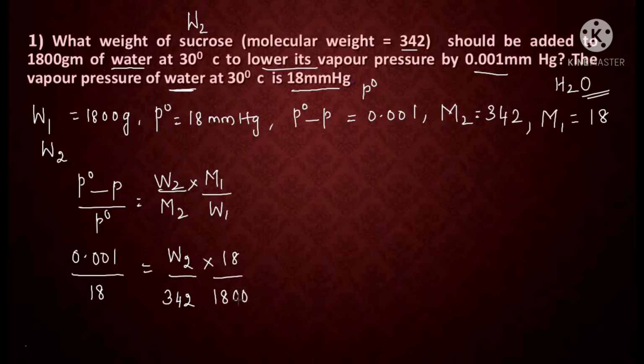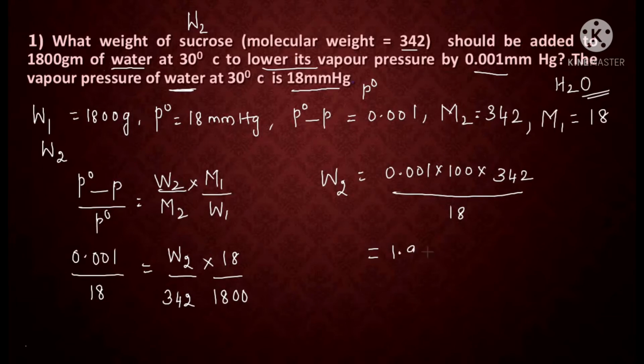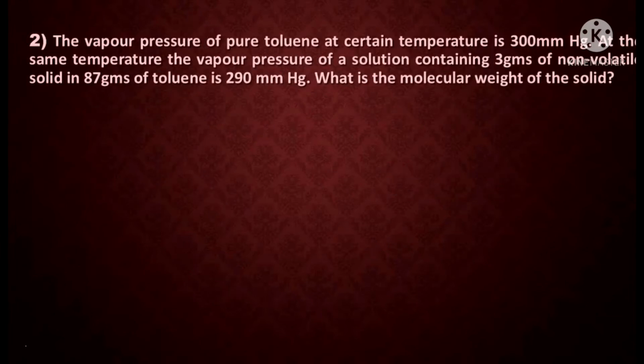1800. Okay, now simplify. You can bring W2 to this side. W2 is equal to 0.001 into 100 into 342 divided by 18. What's the answer, students? It is 1.9 grams. Okay, so this is the answer. Hope you might have understood. We'll see the next problem now.